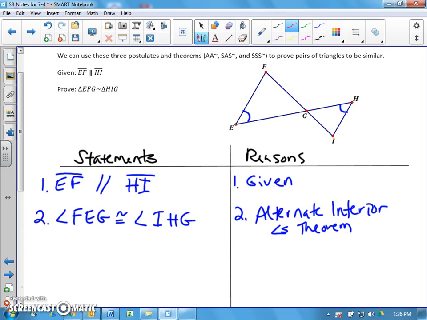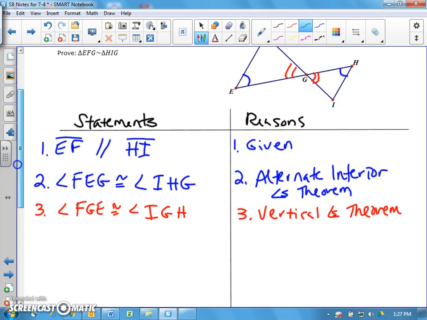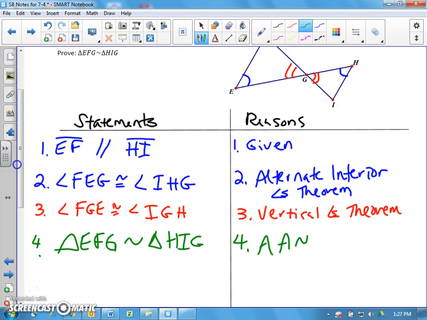Now, if I'm going to use AA similarity, I need another pair of congruent angles. Hopefully you're seeing your vertical angles right here. So let's write up what that would look like. So now to finish off the proof, since I have two pairs of congruent angles, I can go ahead and state that triangle EFG is similar, not congruent, to triangle HIG, and my reason would be AA similarity.